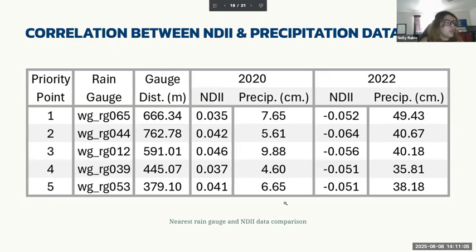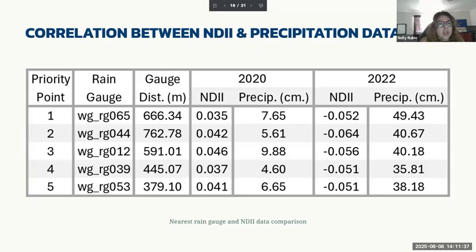Here we have a table where we joined the NDII values and the precipitation values at each priority point. This is the closest rain gauge and the distance to the gauge, and so we can see here that the NDII values in 2020, which was the driest year, have a positive value, even though the precipitation value is far less than the precipitation in 2022, which was our wettest year. The NDII values of 2022 were actually negative.